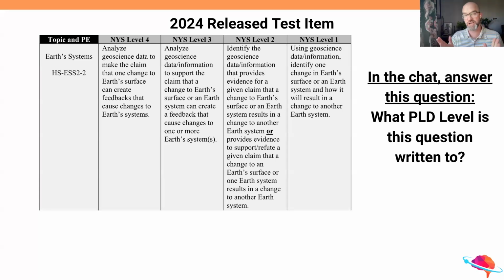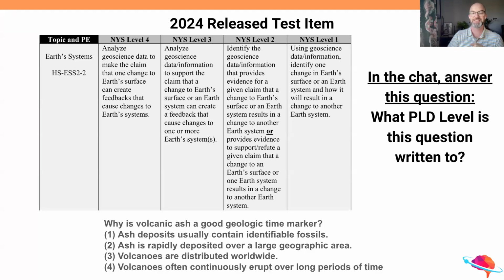I'd love for you in the chat to write down what PLD level you think this question is written to. We're going to use the same question we had earlier: why is volcanic ash a good geologic time marker? I actually had trouble finding an item from the Regents test that was aligned to this PLD. It was difficult, but let's use this item and figure out where it falls within the PLDs. Is this going to be closer to a level 1, 2, 3, or 4?